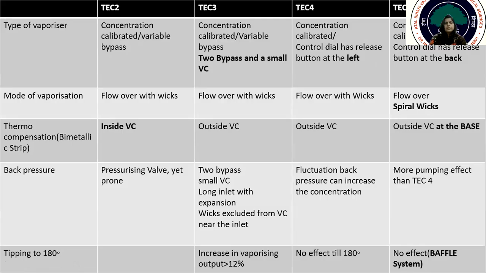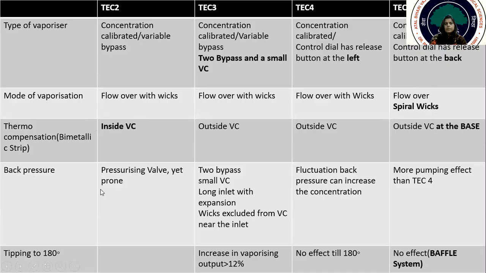So method of vaporization: flow over with wicks. However, Tec 5 had spiral wicks. Thermocompensation same, bimetallic strip is used in all except that in Tec 2, the bimetallic strip was inside the vaporizing chamber. In others, it was outside the vaporizing chamber. And in Tec 5, it was outside the vaporizing chamber. However, it is located at the base of the bypass chamber.